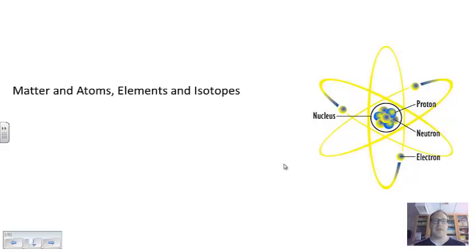So let's get right to it here. Again, we're going to go through matter, atoms, elements, and isotopes. So those are some key words to be on the lookout for here as we go through the screencast.